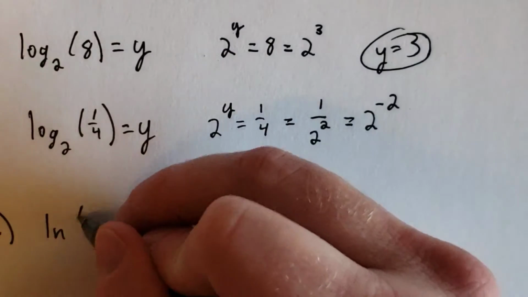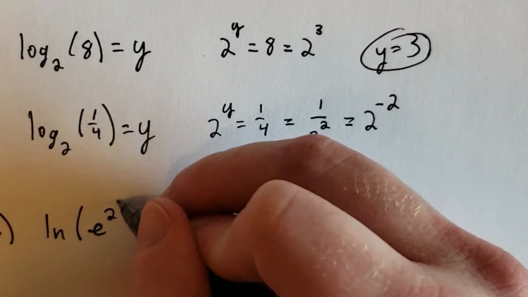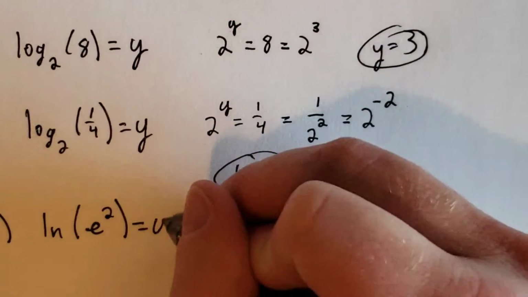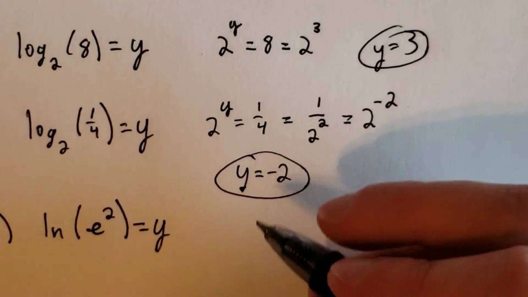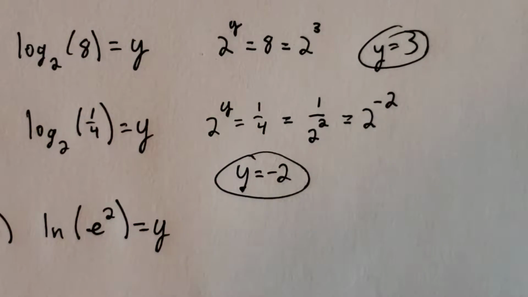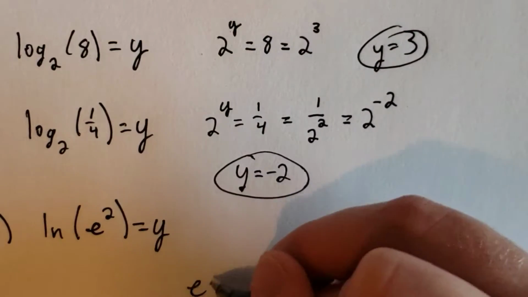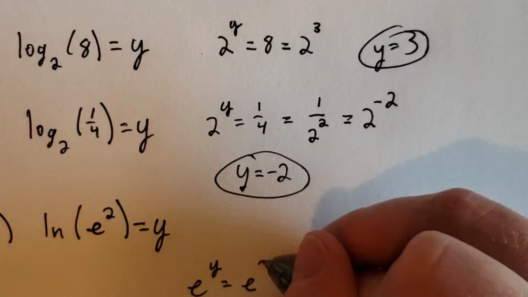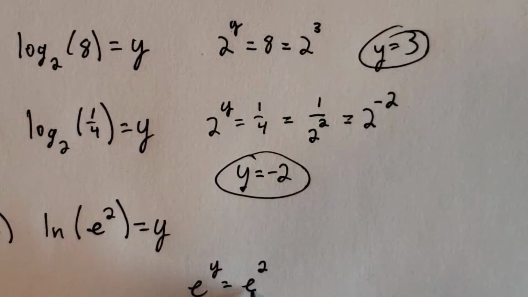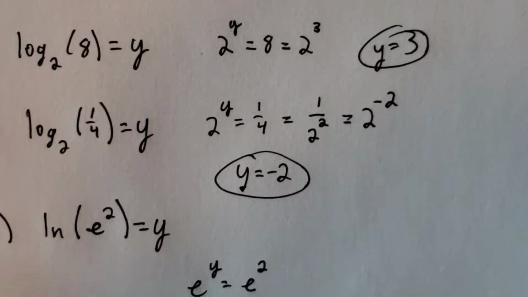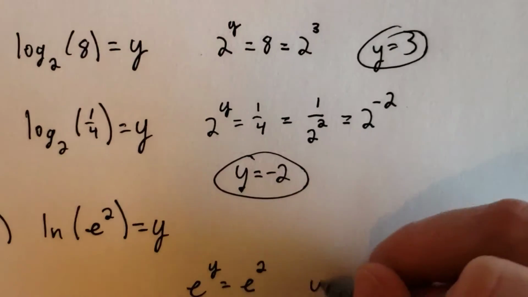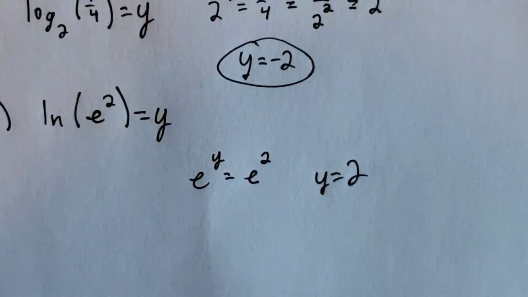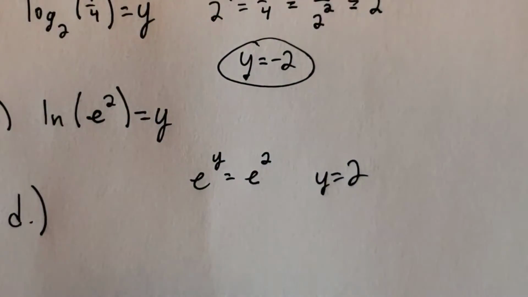Then this is the natural log of e squared. We want to evaluate that expression. Again, we write this as equal to y. So what is our base for the natural log? Our base for the natural log is e. So here we write e raised to the y is equal to this thing on the inside of our expression, which is e to the second. Well, again, we have e as the base on both of these. So then y is equal to 2.